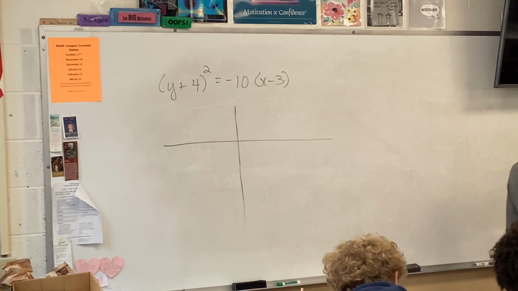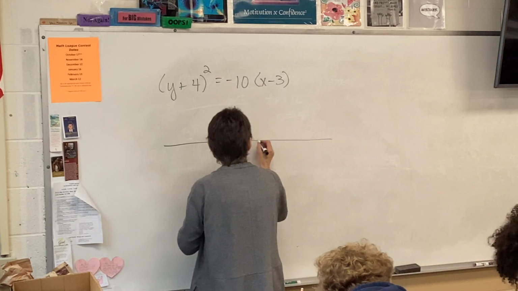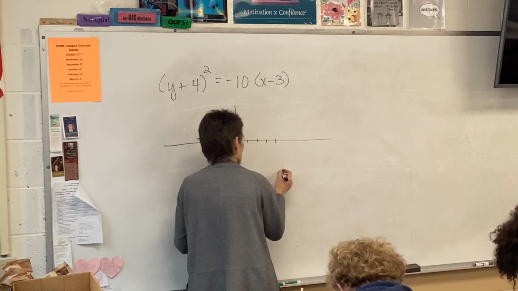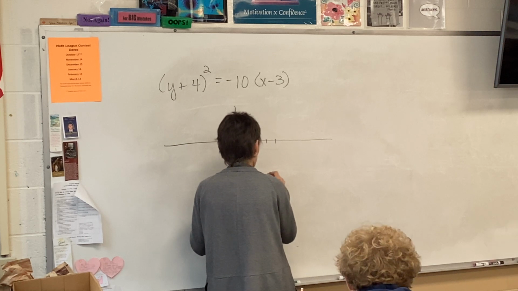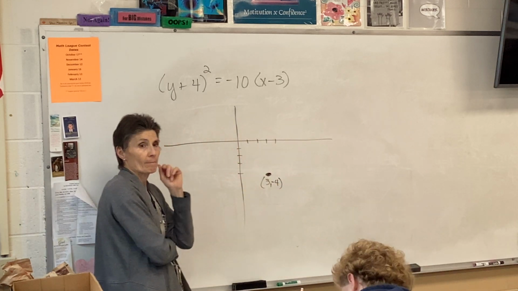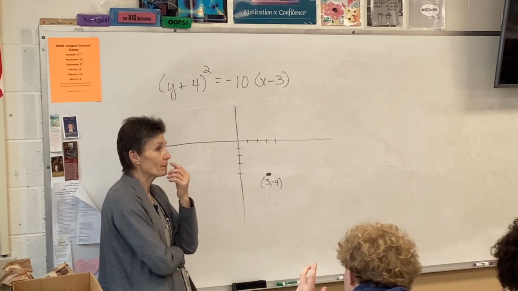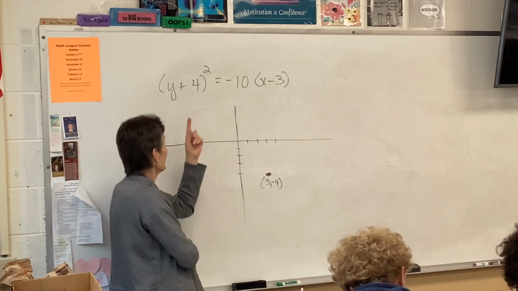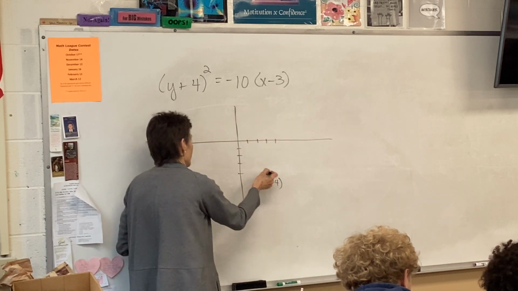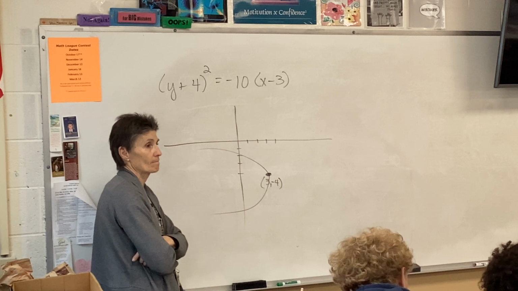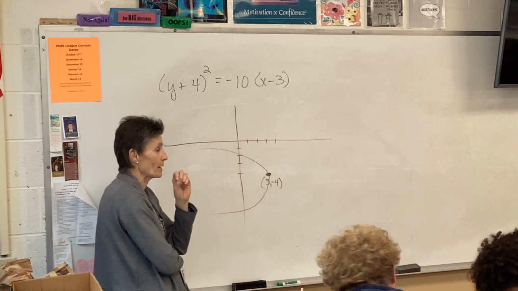Everybody should have a vertex. Where's your vertex? 3, -4. Guys, stop. The vertex has to be at 3, -4. Did everybody get it there? 3, -4. Which way do I open? Left. Why am I left? I'm y squared negative. That's left. If you didn't get this right, fix it. Fix it as we go, because you gotta get the picture right.